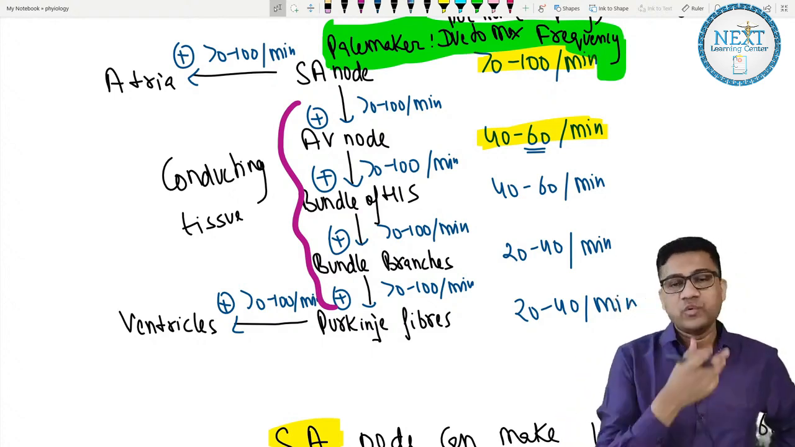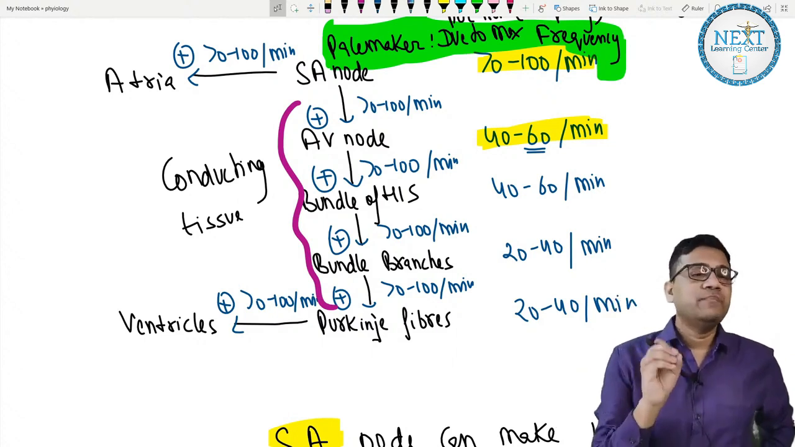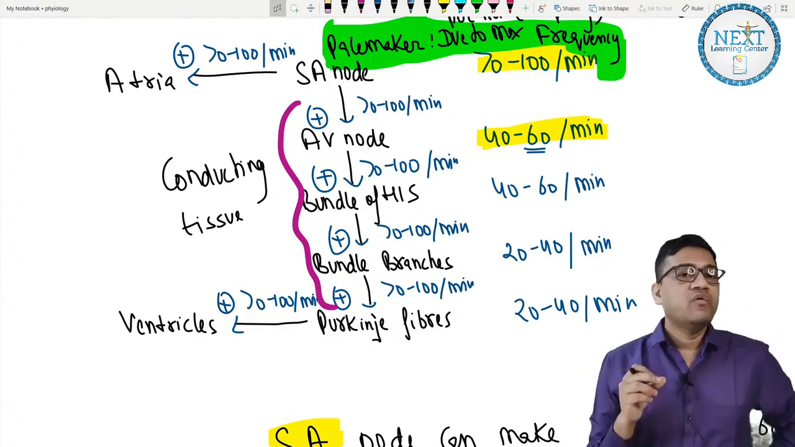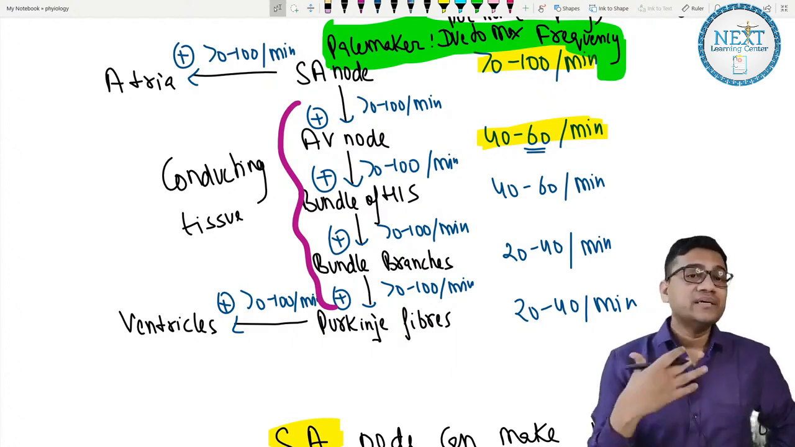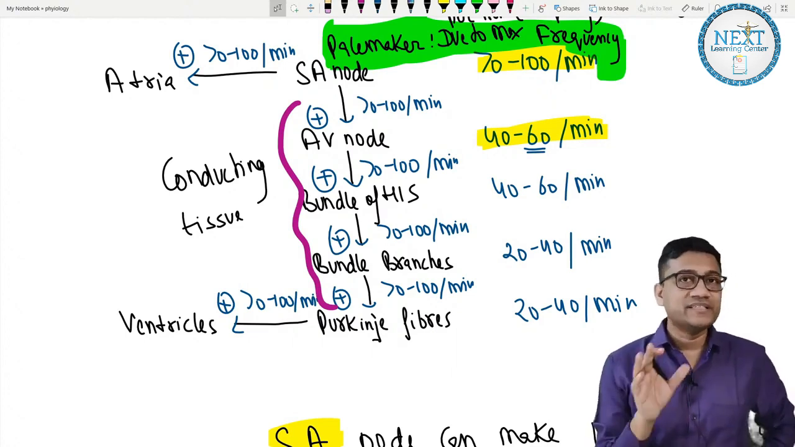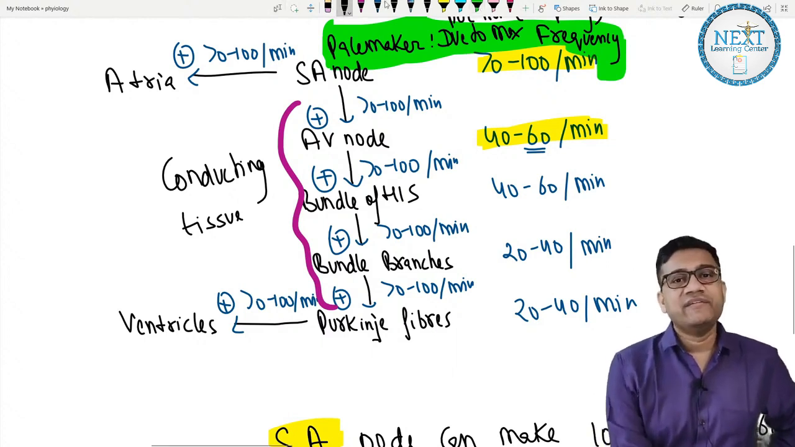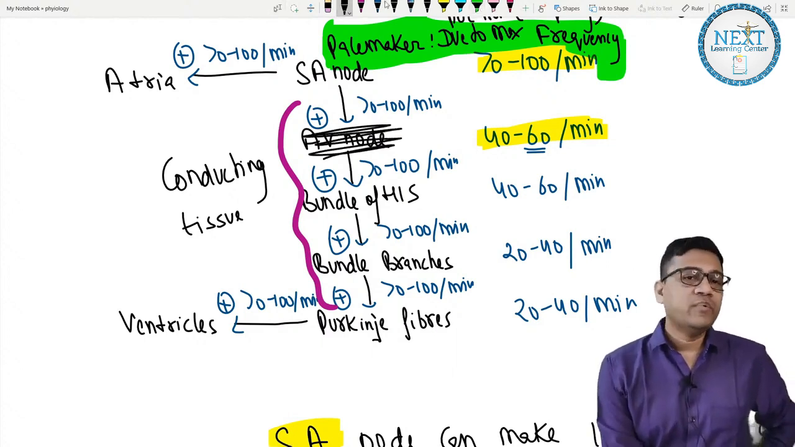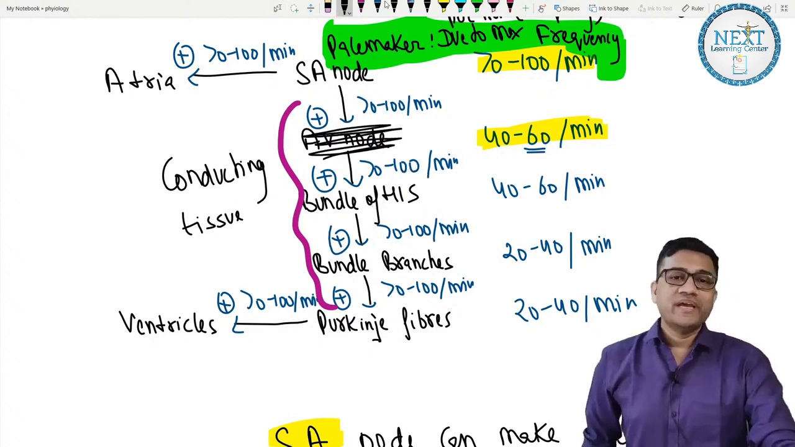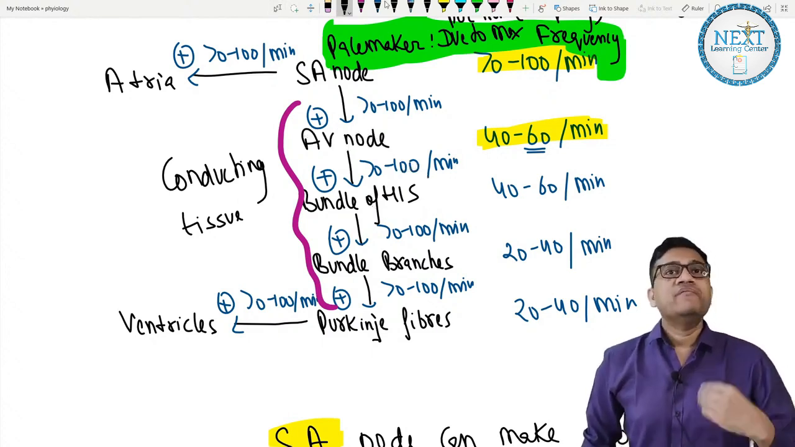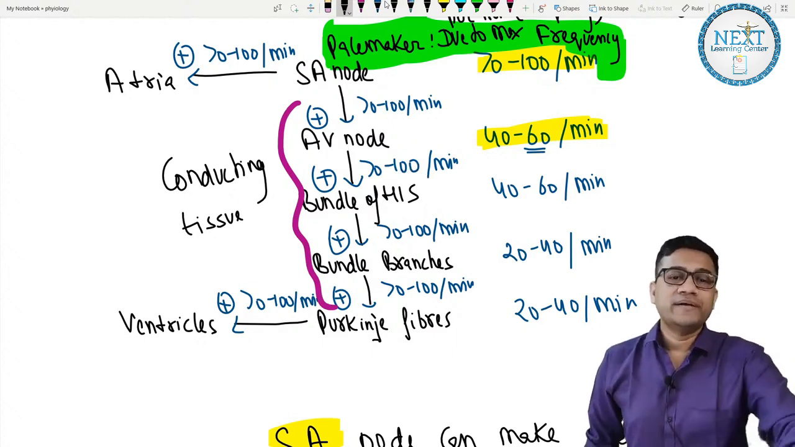And one more question. When there is a blockade, what can happen? Obviously at the blockade, others can become the pacemaker. I discussed this in ECG. Let's say AV node gets blocked. If it gets blocked, the His will become the new pacemaker for the ventricle. So in case of blockade or problem, we can have other or multiple pacemakers.